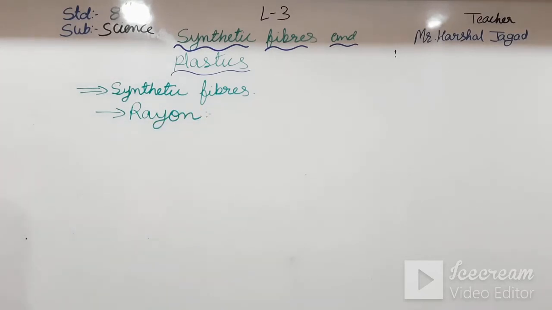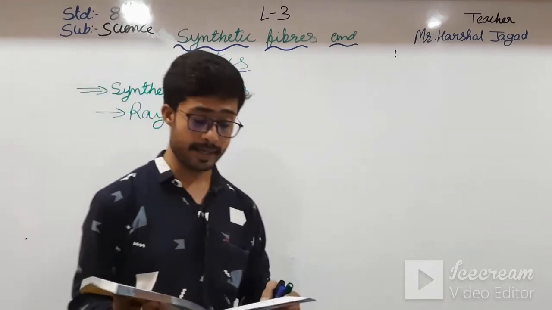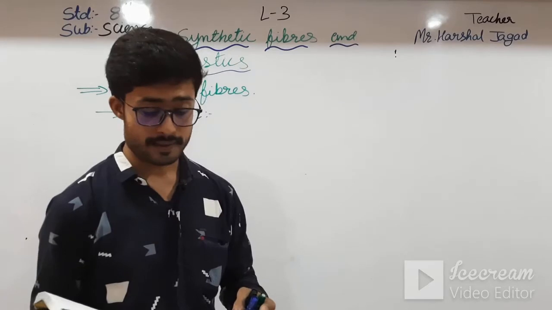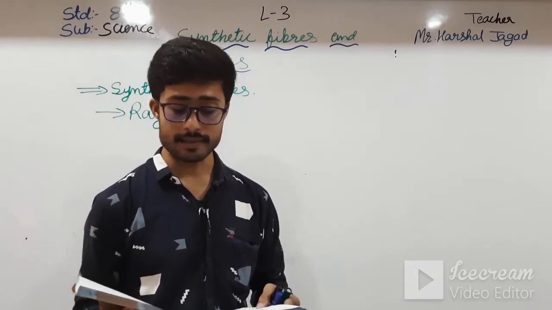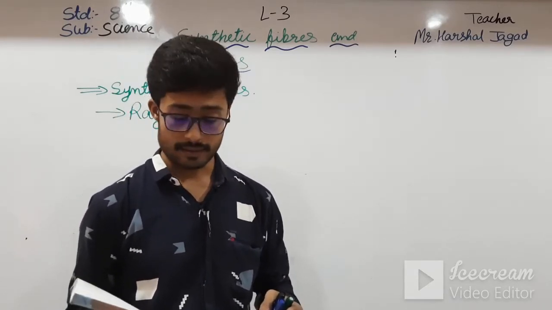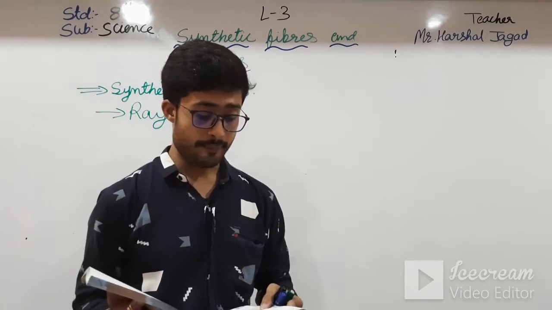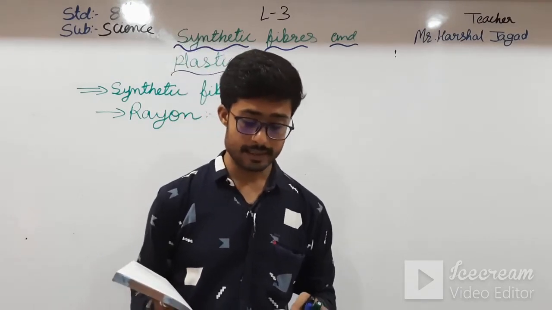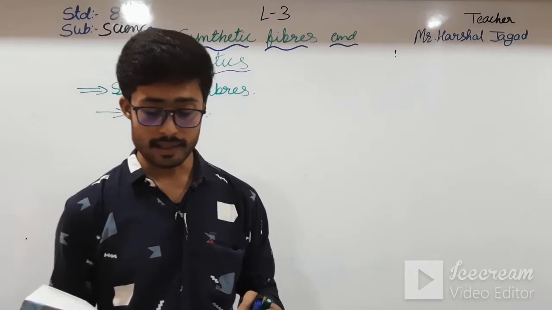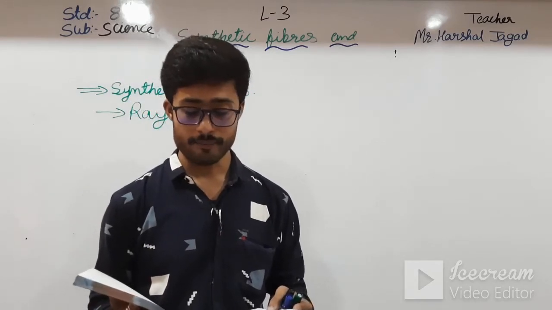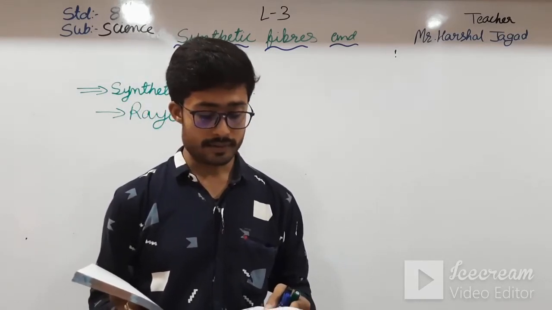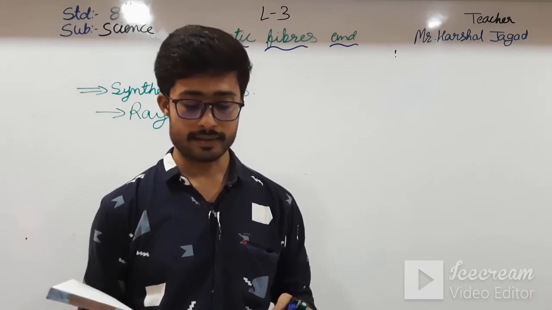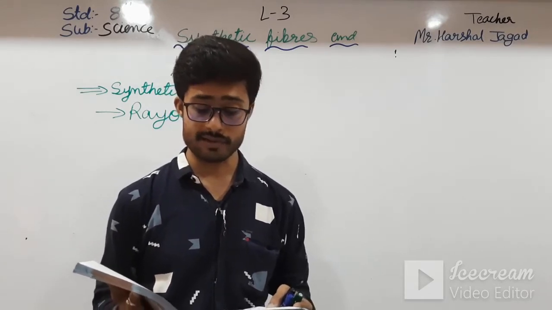So first of all, let us see what is rayon. Rayon is the oldest man-made fiber which resembles silk and hence is known as artificial silk. It is a semi-synthetic fiber as it is prepared from plant cellulose which is derived from wood pulp. Due to this reason, rayon has many characteristics that are similar to that of natural fibers.